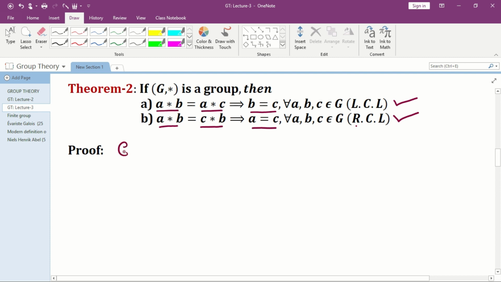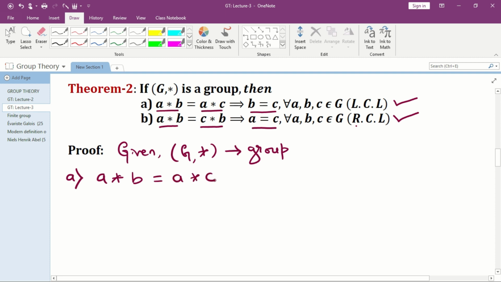So what is given? Given (G, star) is a group. That means it has satisfied all the 4 laws. We shall consider the first one, A. So what is our aim? I should prove B is equal to C. So consider A star B is equal to A star C. Our aim is to prove that B is equal to C.